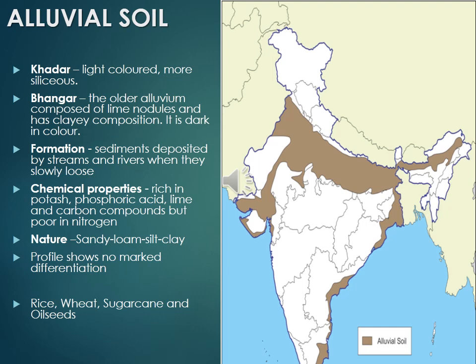Then what type of crops grow well in alluvial soil? Since water is more here, crops like rice, wheat, sugarcane, and oil seeds grow well in alluvial soil.